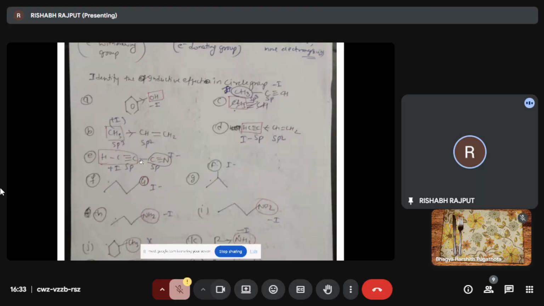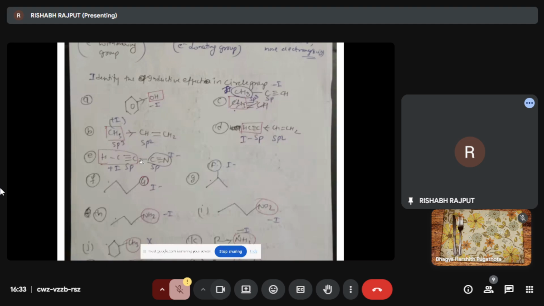Why? Because if you give nitrogen, chlorine, this type of element a positive charge, it becomes more electronegative. So in this case, they have more power compared to other elements. So this NH3 plus has more minus I effect.